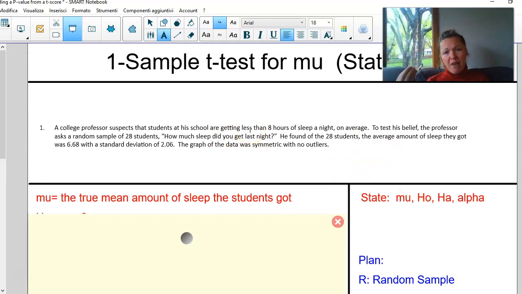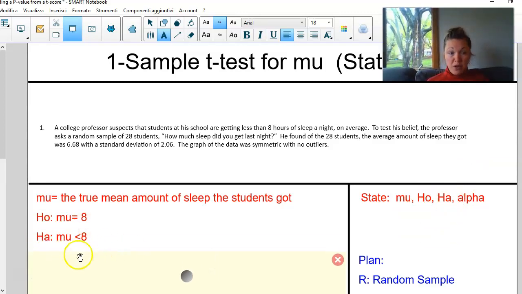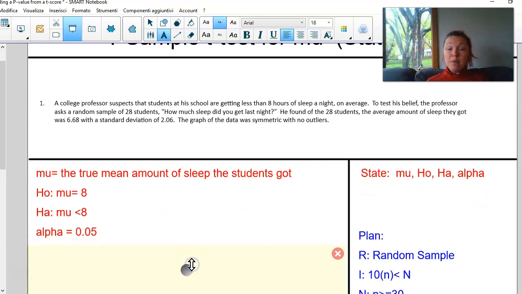So we're trying to find evidence that it's less than 8 hours of sleep. If that's our alternative, that means our null has to be mu equals 8 hours of sleep. We also know that's what he's trying to figure out: do they get less than 8 hours? Again, it does not state an alpha, so we just assume that it is 0.05.